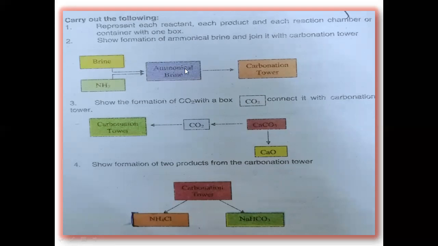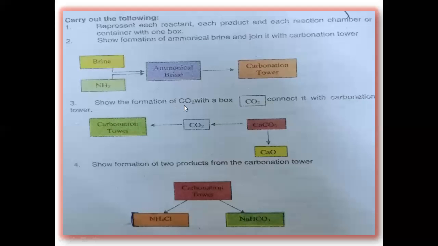It will pass through the carbonating tower. This will give us ammonical brine, that is the product. This product is then passed through the carbonating tower or carbonation tower. Next step is in the carbonation tower.